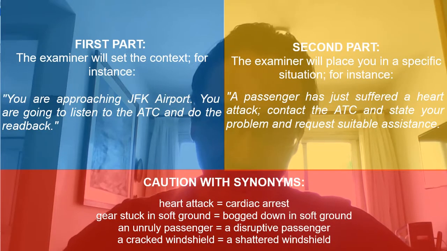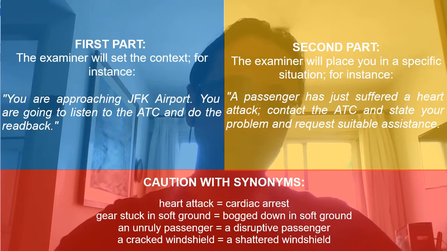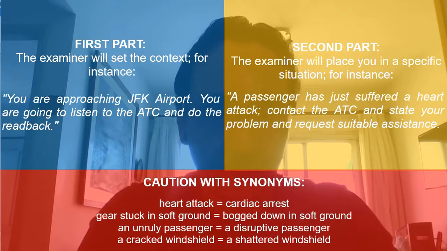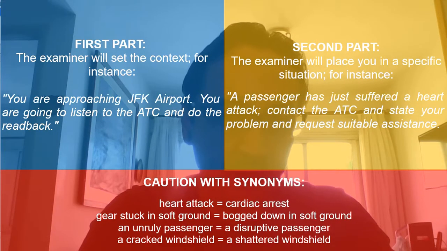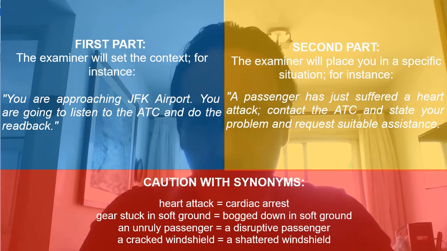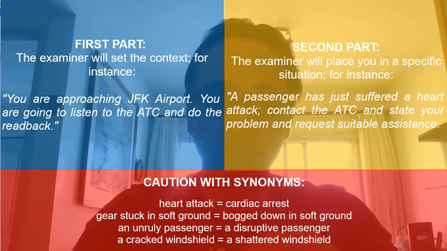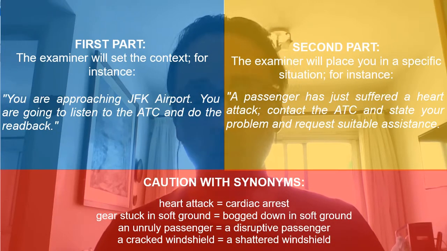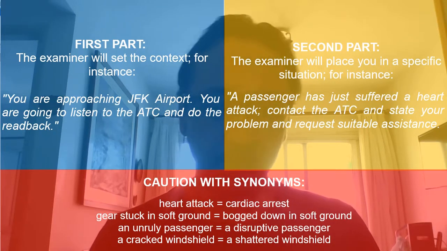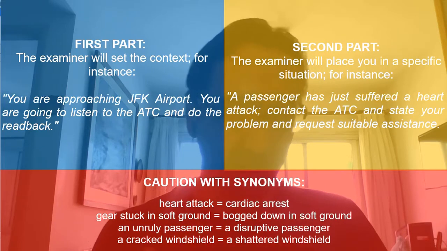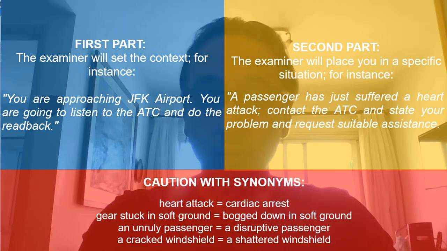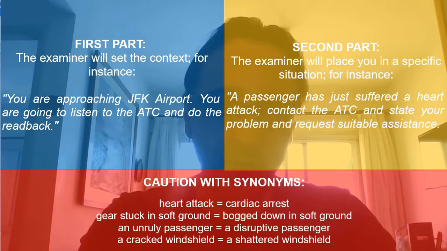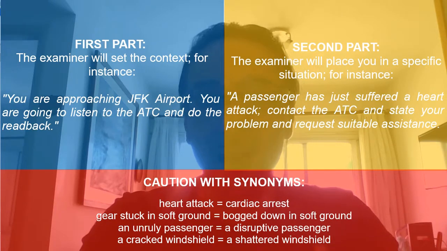Just as a review, let's step back and talk a little bit about part 1 from the first video that I shot. It is there on my YouTube channel. In the first part, the ANAC examiner will set the context. For instance, there will be the phase of the flight, the airport, and what you have to do. For instance, you are approaching JFK Airport. So you see, phase of the flight and the airport. And what you have to do: you are going to listen to the ATC and do the readback.